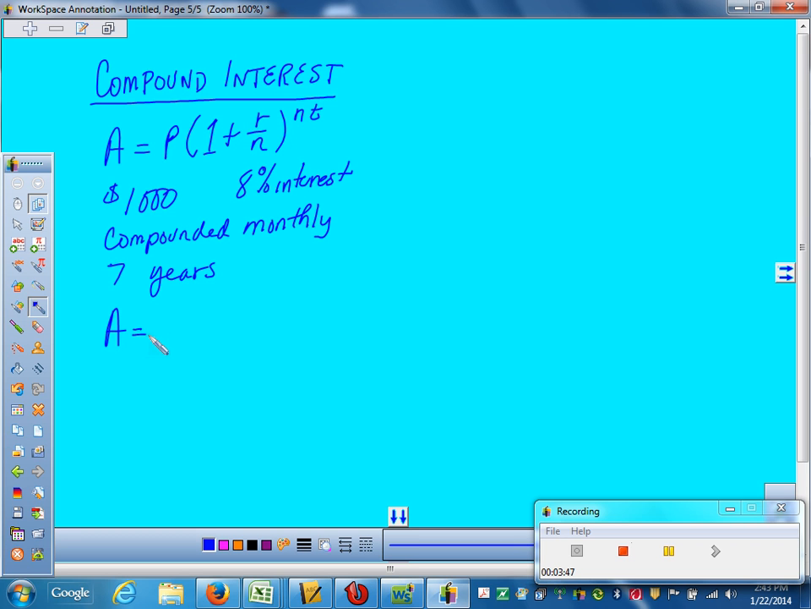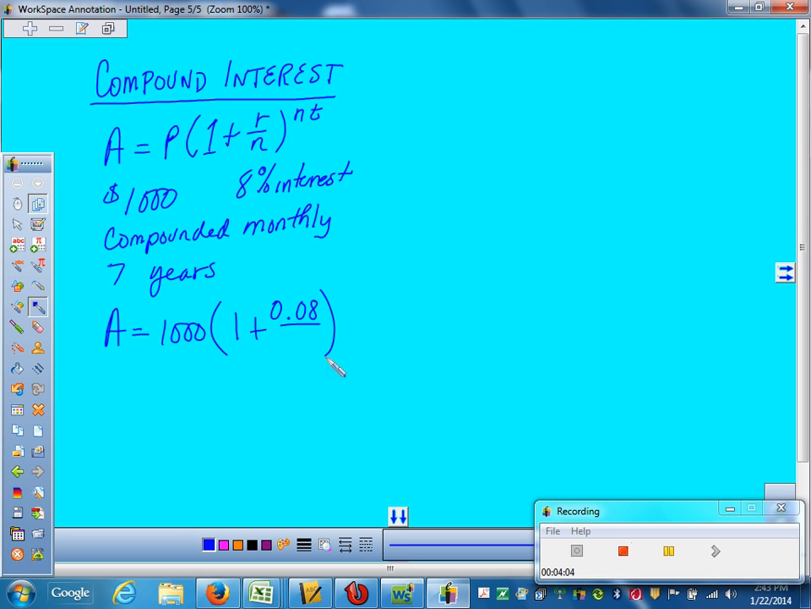So all you're going to have to do is fill it in the formula. What's your principal? $1,000. Okay. You've got 1 plus. Interest rate must be written as a decimal, not a percentage. So how do you write 8%? 0.08. You move your decimal 2 places when you move a percentage.